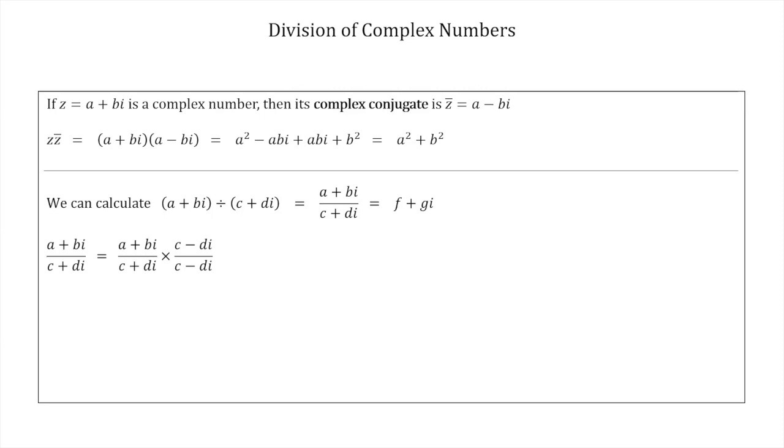But why are we doing this? Well, c minus di divided by c minus di, it's just something divided by itself, so it's equal to 1. So we haven't changed the value of this expression. So it's okay to do this, these two things are equal. But why are we doing specifically c minus di? Well, this is the complex conjugate of the number on the bottom, the denominator.